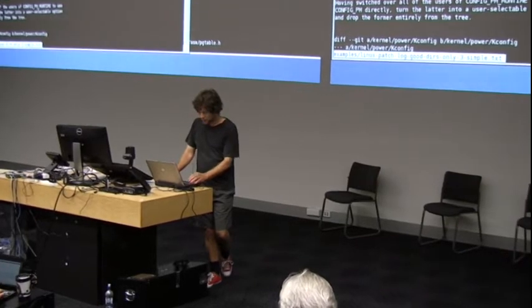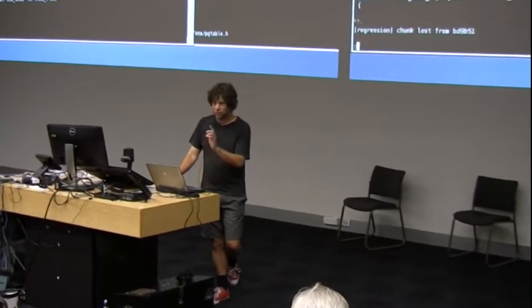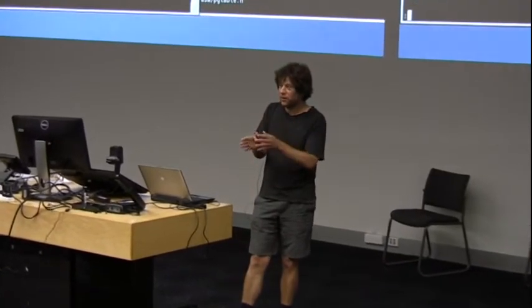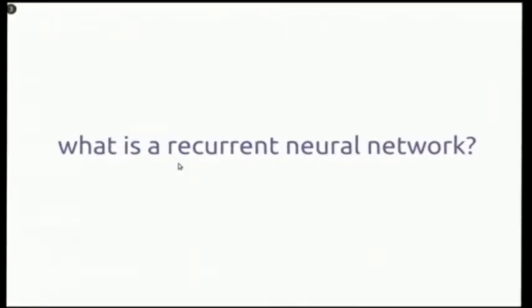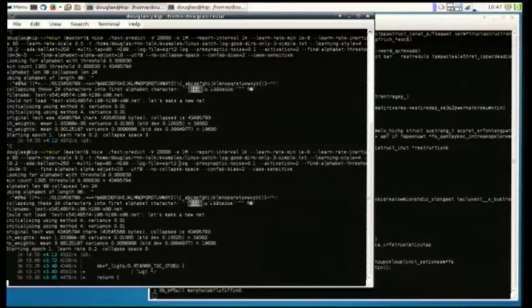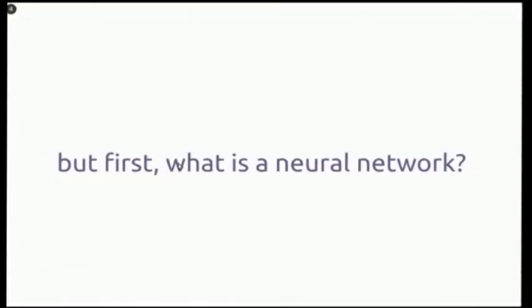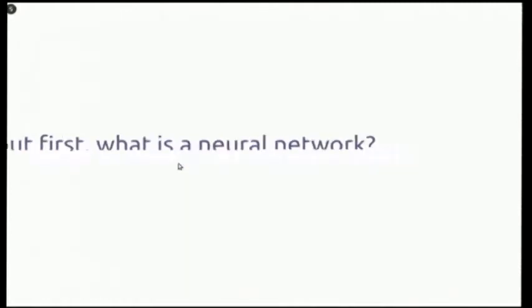So it ends up with something like this, and while you're listening, it's going to try and learn to generate patches. It probably won't succeed, because it's just a small net. Anyway, while I was doing that, over here, it's getting better, I was talking about what a recurrent neural network is. But first I'll talk about what a neural network is, because it's kind of like the basis.